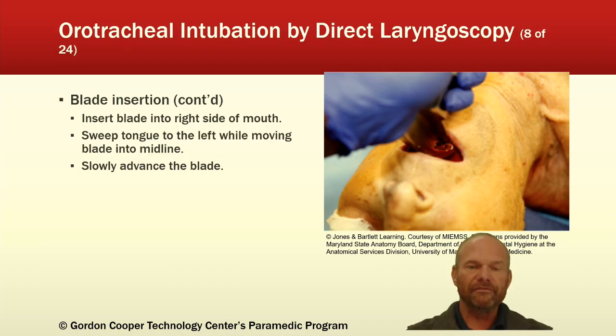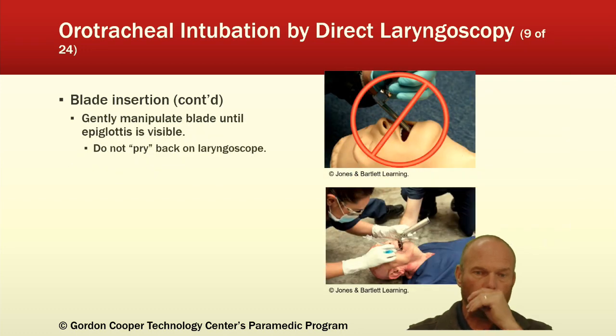Then you slowly advance the blade into the airway while continuing to sweep the tongue to the left, keeping the airway structures in view. Gently manipulate the blade until the epiglottis is visible. Sometimes you see people get heavy-handed. There's no reason to do that. Don't ever pry back on the laryngoscope either.